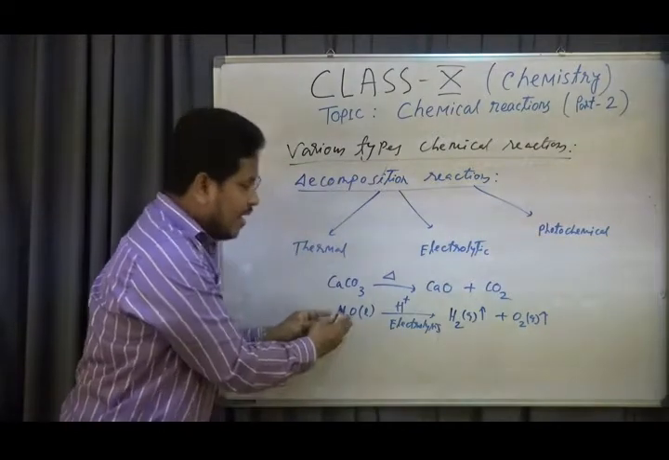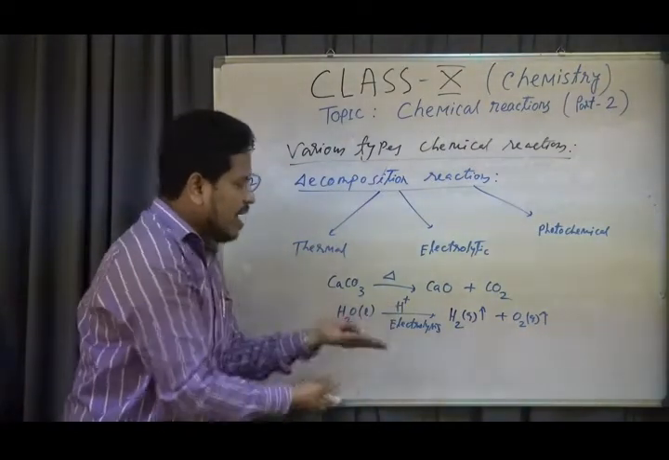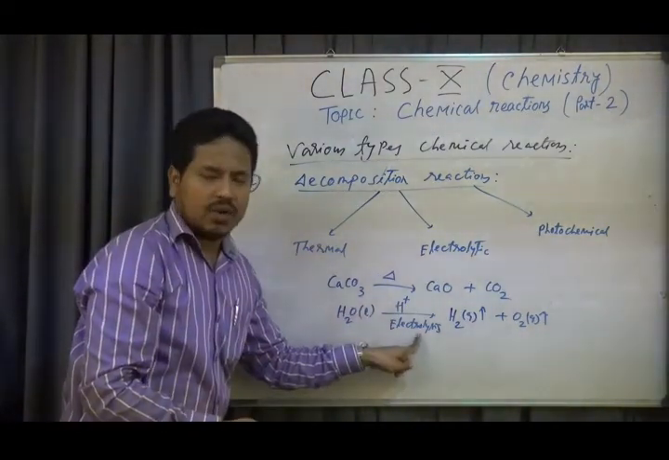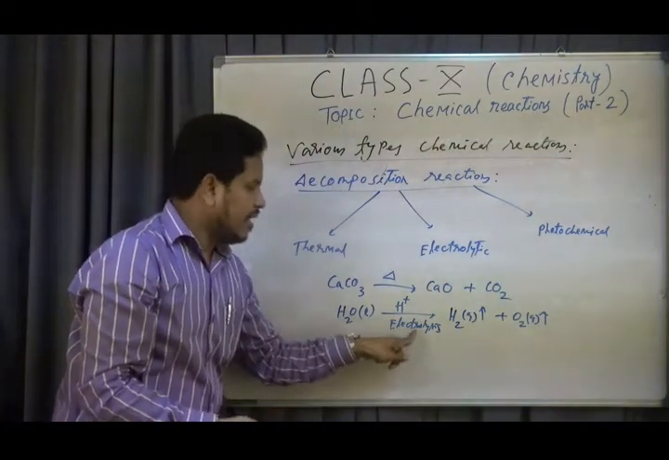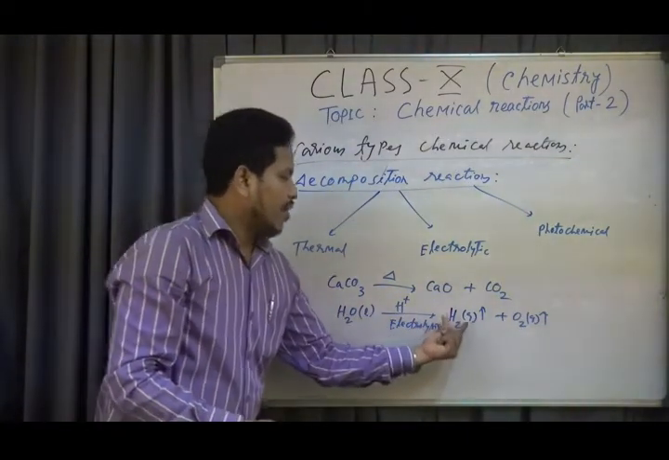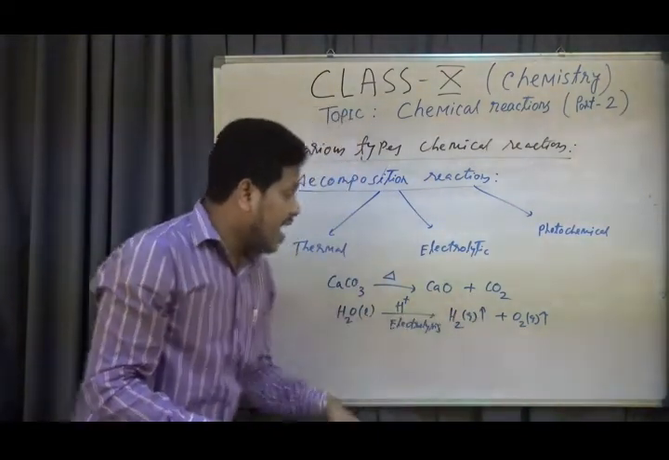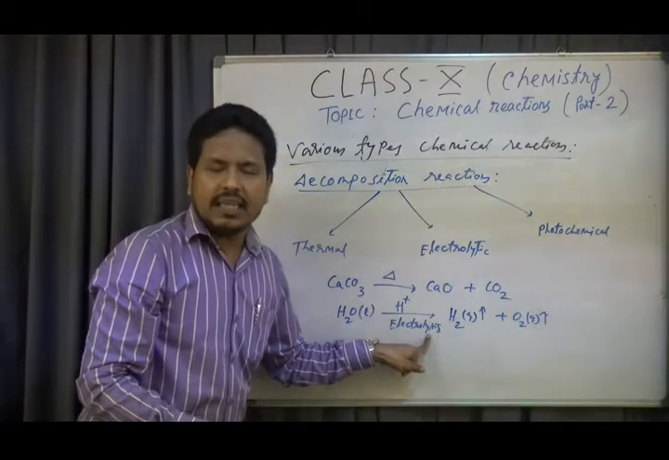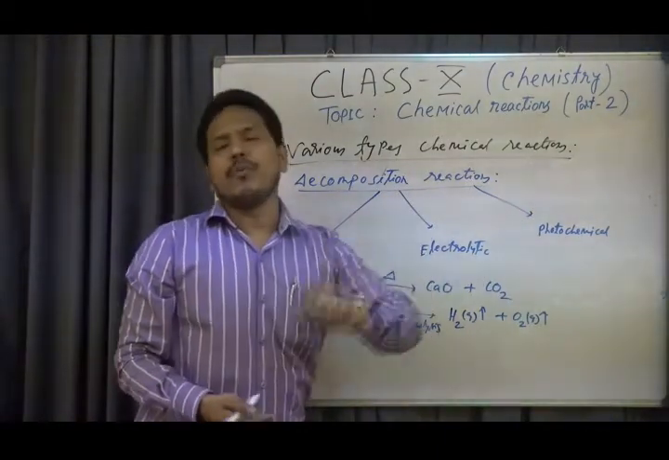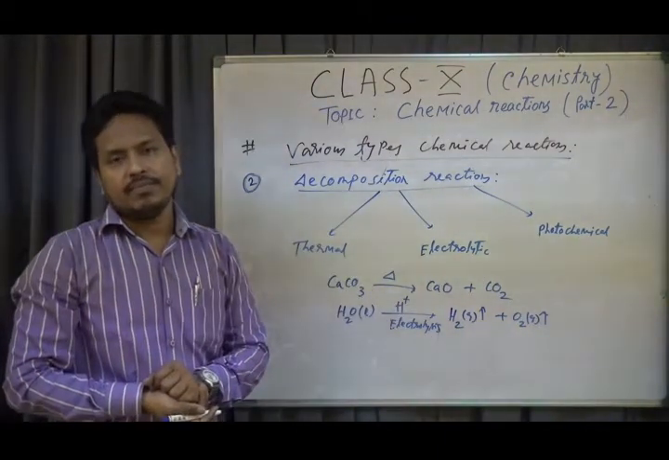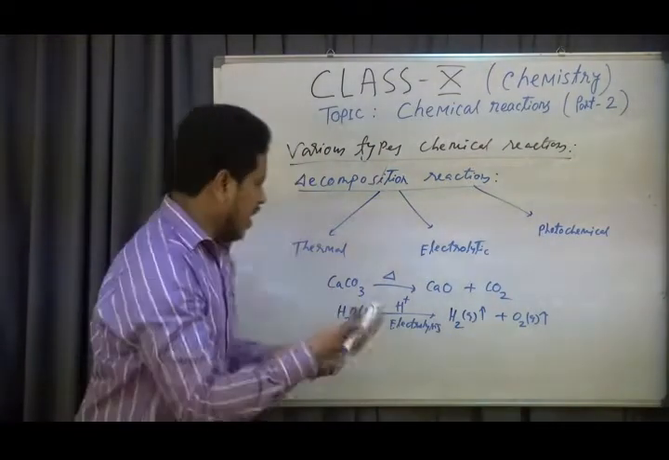So water in acidified medium decomposes by passing electricity on electrolysis. They decompose to give hydrogen at cathode, oxygen at anode. So this decomposition is done by passing electricity. So this is the electrolytic decomposition reaction, my dear students. So this is not balanced. You can balance it.